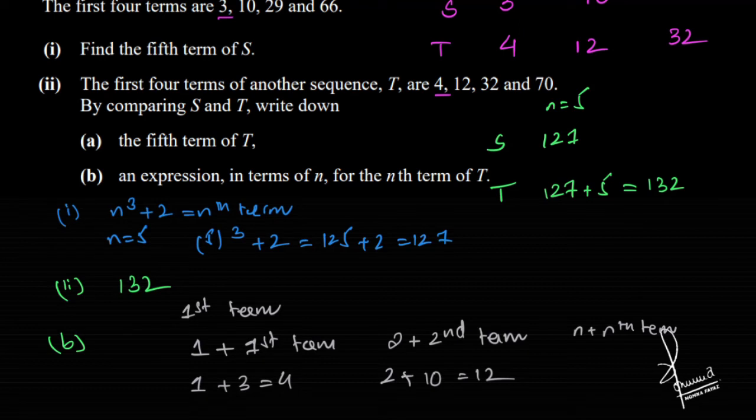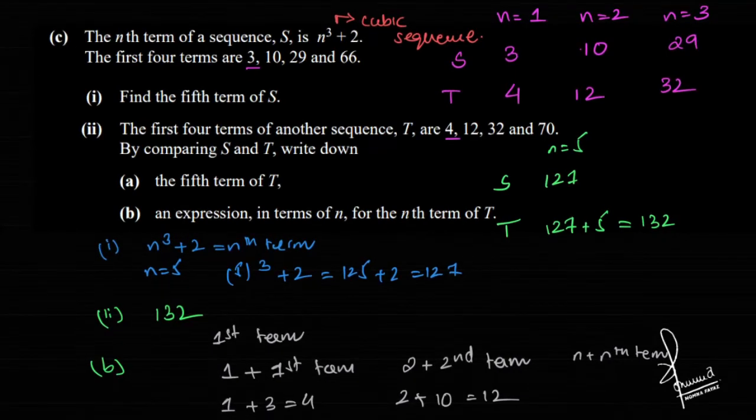अगर मैं सेकेंड टर्म निकाल रही हूँ, मैं 2 plus सेकेंड टर्म निकाल रही हूँ. अगर मैं nth टर्म निकाल रही हूँ तो मैं n plus nth टर्म नहीं करूँगी. Now nth term of s is already given in the question, let me zoom out, it's going to be this. They've already given it in the question, n cube plus 2.